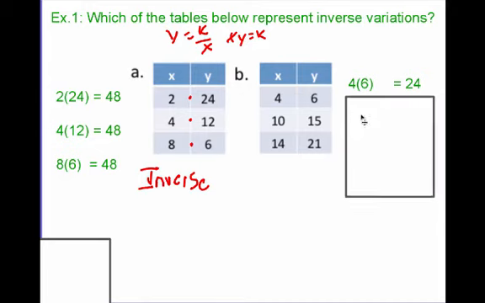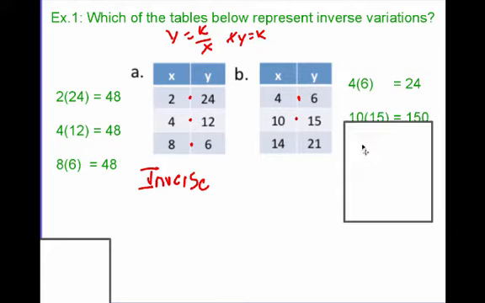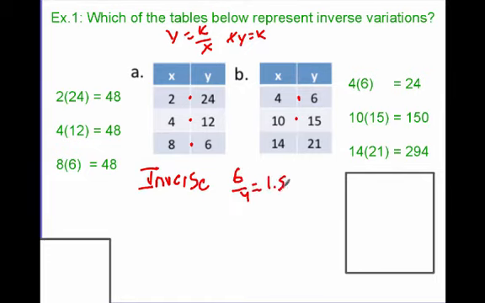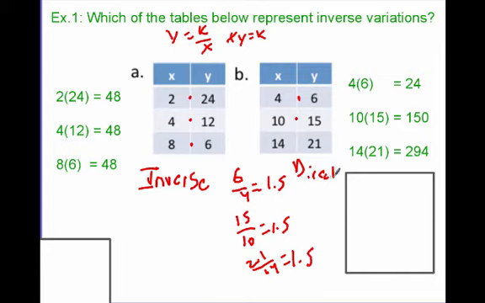Now let's check over here. In this one, 4 times 6 gives me 24. 10 times 15, however, gives me 150. And 14 times 21 gives me 294. So this is not inverse. However, if we go the opposite way, 6 divided by 4 is 1.5. 15 divided by 10 is 1.5. And 21 divided by 14 is also 1.5. So y divided by x is constant, so this one is actually a direct variation. When I multiplied x and y, I got a constant, that made it inverse. When I divided y by x, that gave me a constant, that makes it direct.